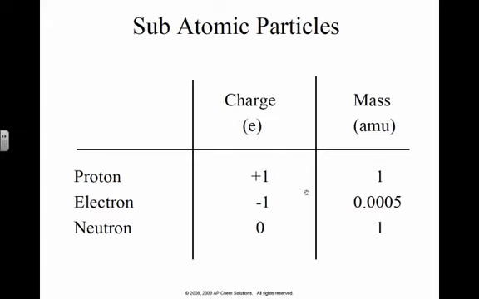So we've got three subatomic particles: protons, electrons, and neutrons. What's the charge of a proton? +1. Electron, -1. Neutron, 0, no charge whatsoever. The mass of a proton we call 1. The mass of a neutron is slightly larger than the mass of a proton, but we can call it 1. It's close enough. There is mass to an electron. It's very, very small, like 0.0005 AMUs, so it's small enough that we can still call it 0.